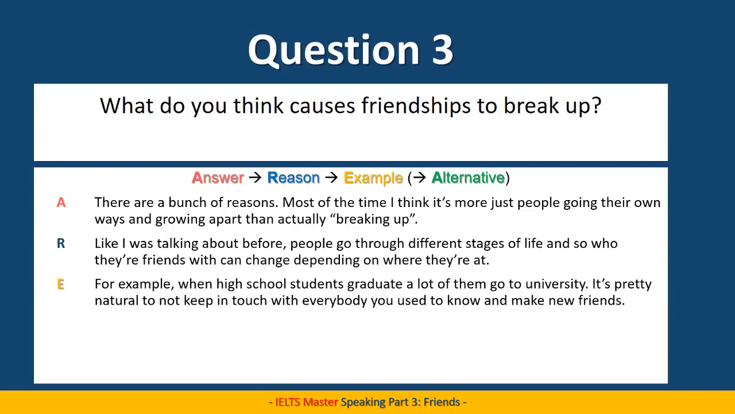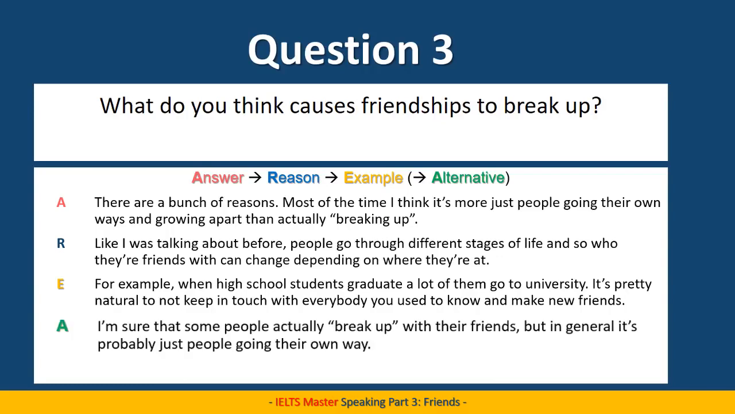For example, when high school students graduate, a lot of them go to university. It's pretty natural to not keep in touch with everybody you used to know and make new friends. And I'm sure that some people actually break up with their friends, but in general, it's probably just people going their own way. All right? So this is the final question answer. We again have AREA, area.